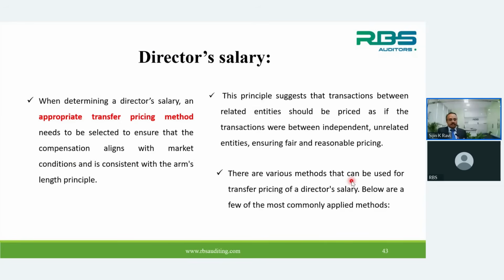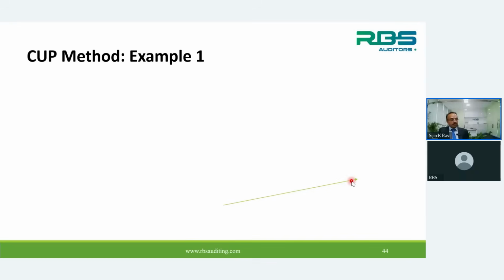Now we have discussed the category, and how each role is based on risk and responsibility, or on qualification, or on how you are maintaining the clients. All this we have discussed. Now let us look at a director's salary, and which appropriate transfer pricing method you have to adopt for director's salaries. What are the methods used for a director's salary? Which method can you apply?